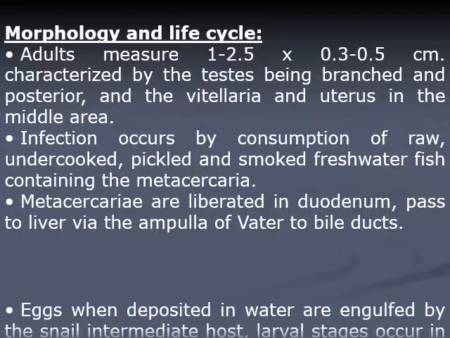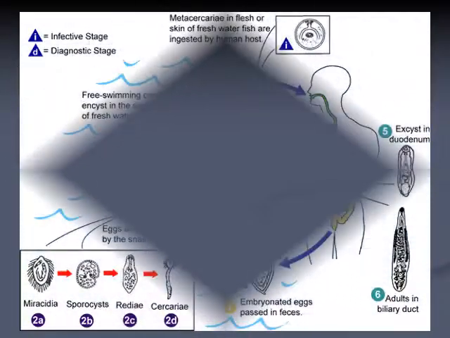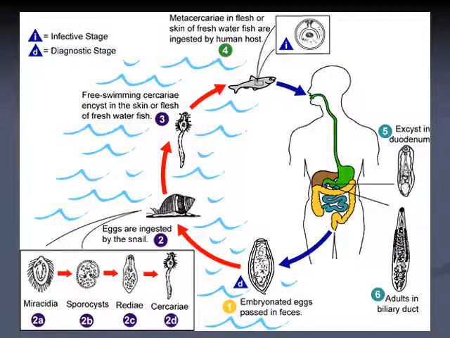This takes about 1 to 1.5 months to occur, and the eggs, when deposited in water, are engulfed by the snail, the same as in Heterophyid, and the larval stages occur in the snail, ending in membranous tail cercaria, which encysts in fish for the next infection. This is the life cycle of Clonorchis sinensis.